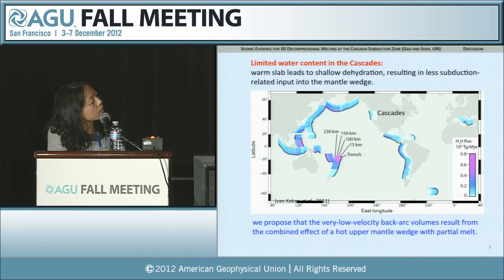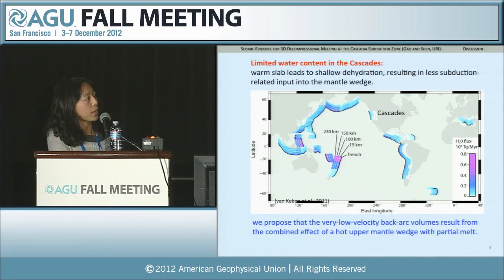The second one is the water content in the Cascade. This figure shows the water flux content in the whole subduction zones. This is a figure by Peter Van Keken in 2011. By comparing Cascade with other subduction zones, we can see that the water content at the subduction zones decreases very fast landward. So the water was dehydrated at a much shallower depth compared to northeast Japan.